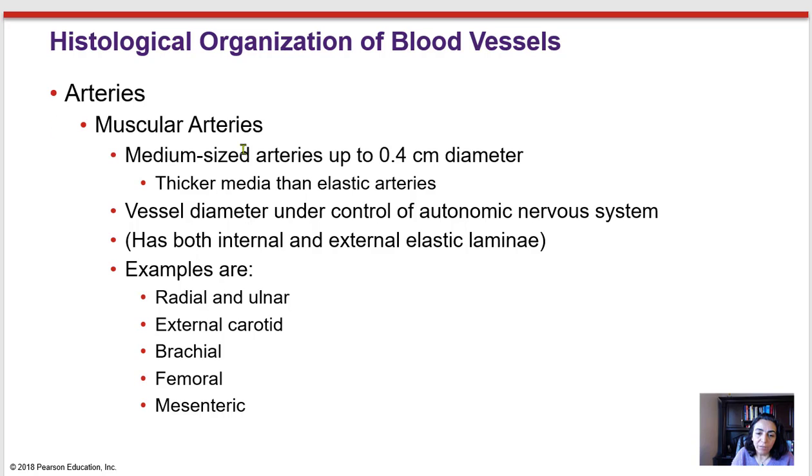Then after this we have the muscular arteries. So generally the examples of muscular arteries, as you see, we have radial and ulnar, you know, the location on the forearm. External carotid, for example, that goes to the outer part of the head and neck. Brachial artery on the brachial area. Femoral in the thigh area, and mesenteric, that they are going inside of the abdomen.